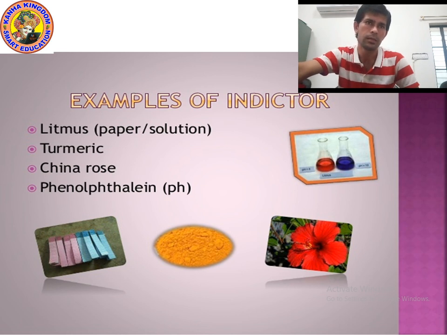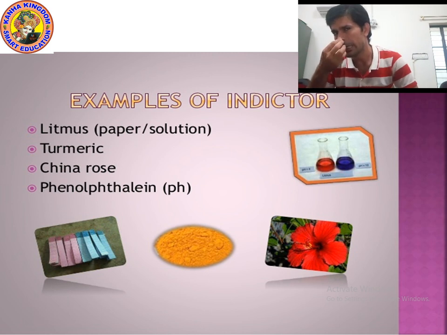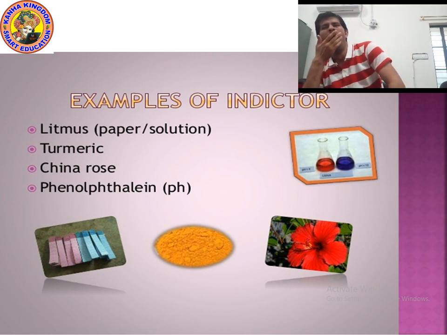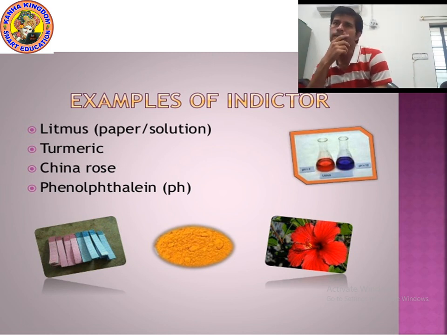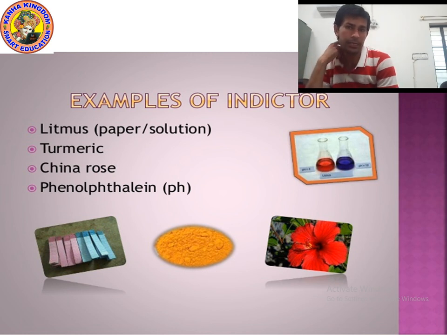So kids, you know that there are different types of indicator, natural indicator and artificial indicator. As you can see on the screen, different kinds of indicator. First indicator is litmus. Litmus may be found in litmus paper or litmus solution. We get it from lichen. I already explained about litmus.